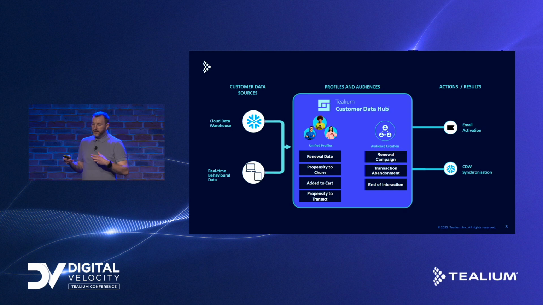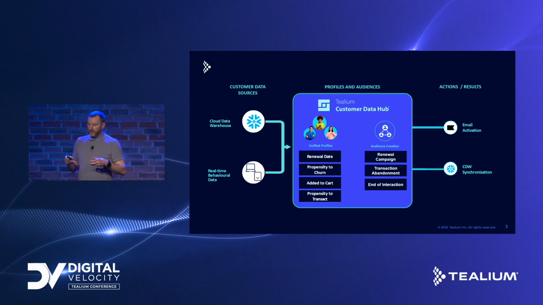The other use case is going to take some more CDW, customer data, cloud data warehouse data, and real-time behavioral data from web and app and combine it. So there'll be online interactions like adding to a shopping cart, and there will be a propensity to transact score that's come from the CDW. Now, both of these will trigger email campaigns. Today I'm using Klaviyo for that. So there's a renewal campaign and transaction abandonment.